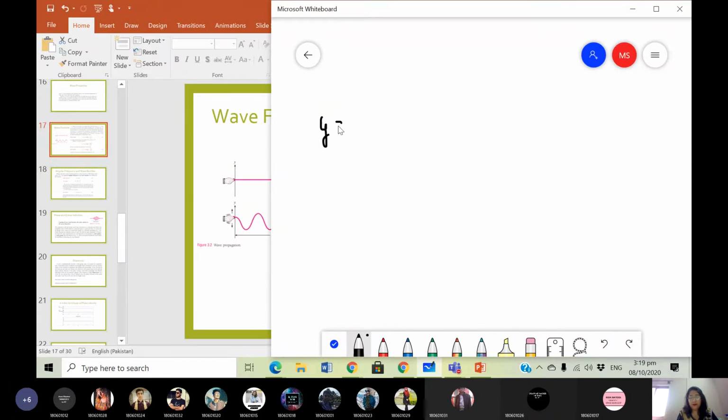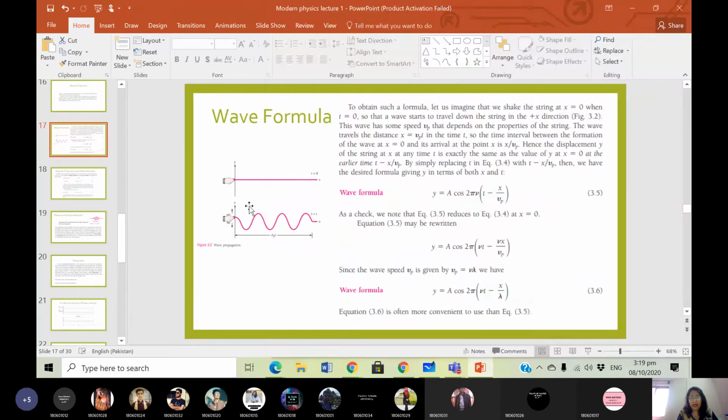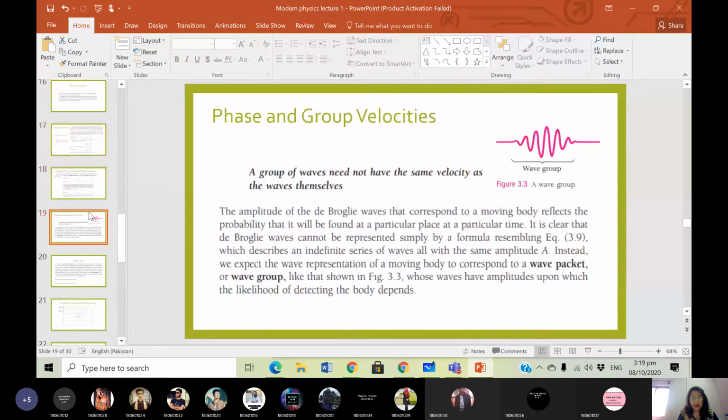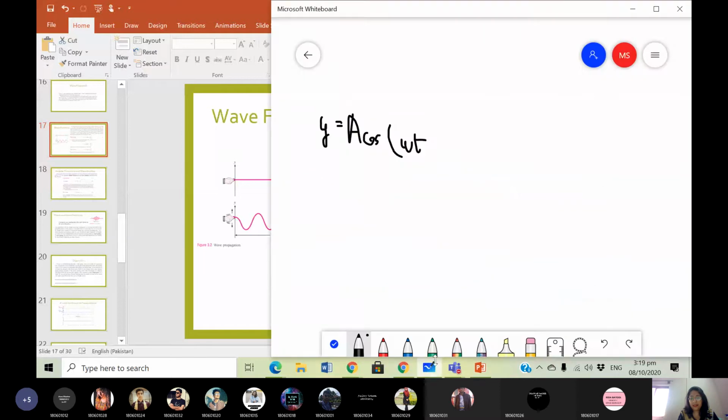Y is equals to a cos omega t minus kx, right? Yeah, omega t minus kx. ये आपने सुना हुआ होगा इस तरह का कोई formula, right? Yes, ma'am. We derive this formula. We want to be able to derive this formula, because right now we only talked about this part. We didn't mention this part yet.